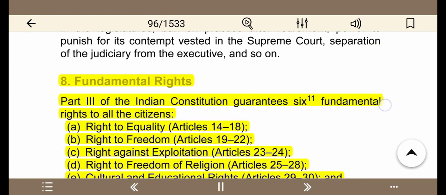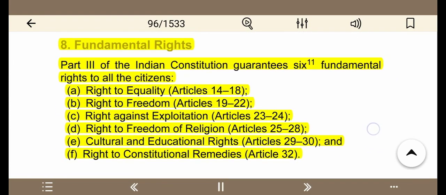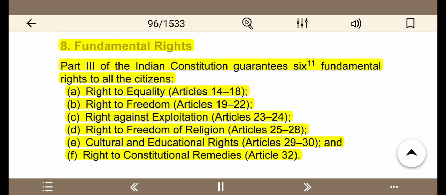8. Fundamental Rights. Part 3 of the Indian Constitution guarantees six fundamental rights to all the citizens: a. right to equality, Articles 14 to 18, b. right to freedom, Articles 19 to 22, c. right against exploitation, Articles 23 to 24, d.